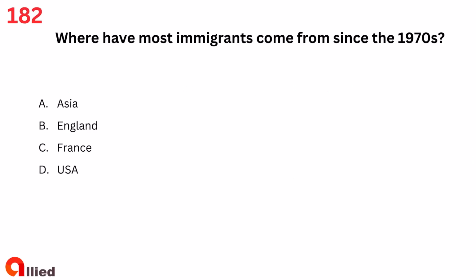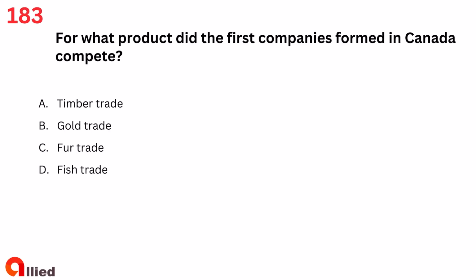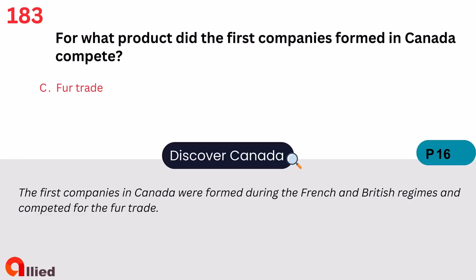Question 182. Where have most immigrants come from since the 1970s? A. Asia. B. England. C. France. D. USA. The answer is A. Asia. Question 183. For what product did the first companies formed in Canada compete? A. Timber trade. B. Gold trade. C. Fur trade. D. Fish trade. The answer is C. Fur trade.